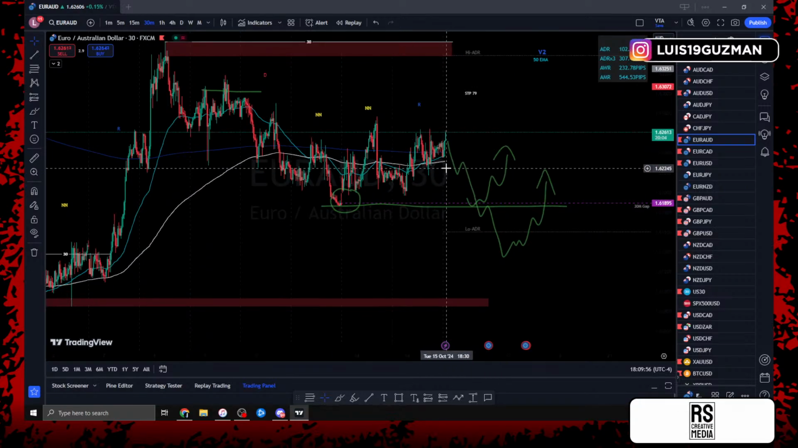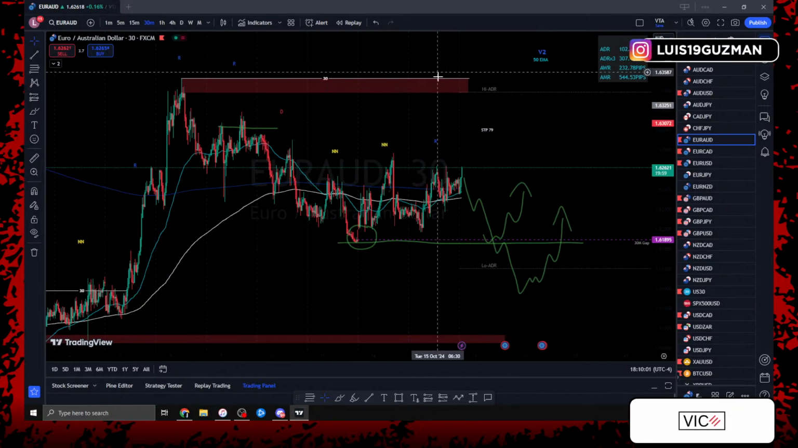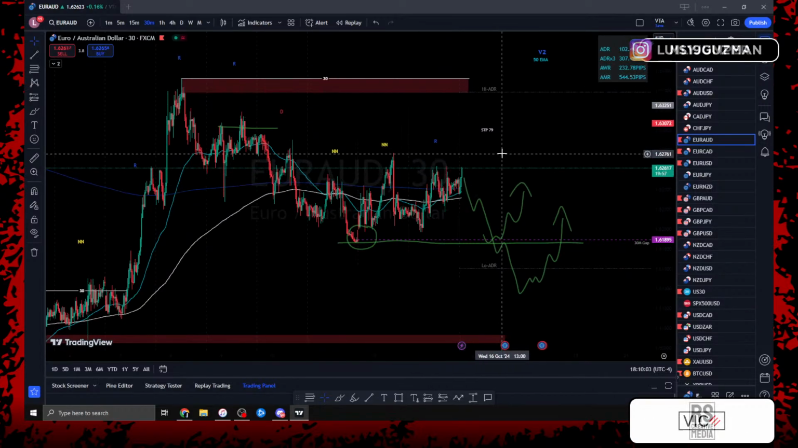I'm not going to be looking for any entries until we fill this gap up, or until we get away from this zone and give a break of structure of these highs. That is the only way I'll take a trade here.